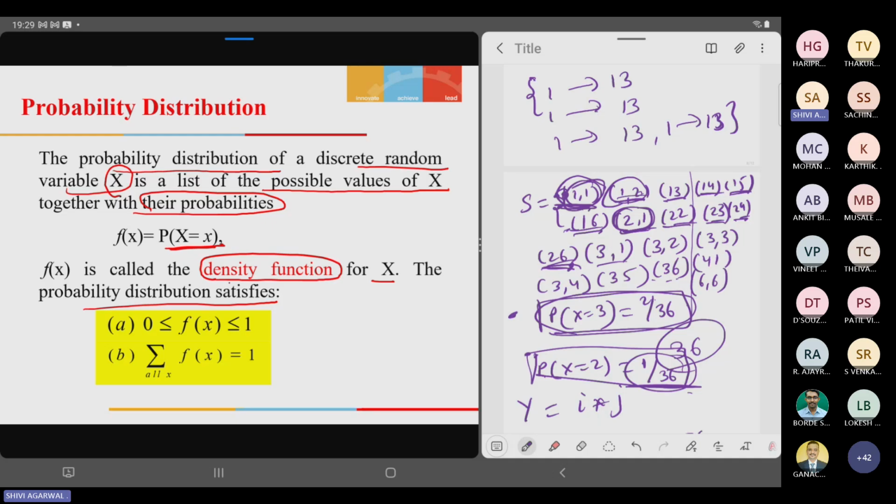Got it? So first, it is always between 0 and 1. Why? Can you explain it? We have completed chapter 3. Now can you tell me why we are saying it is between 0 and 1?